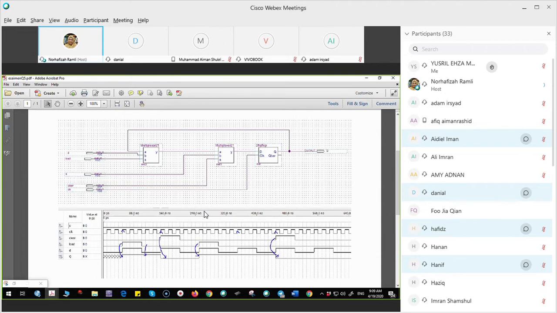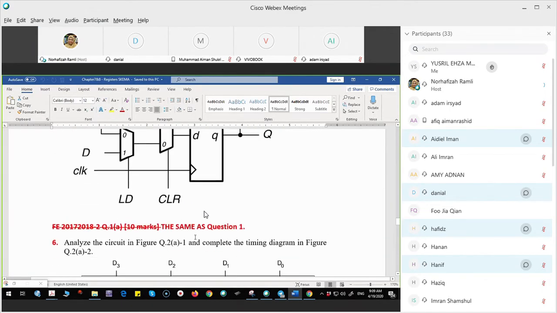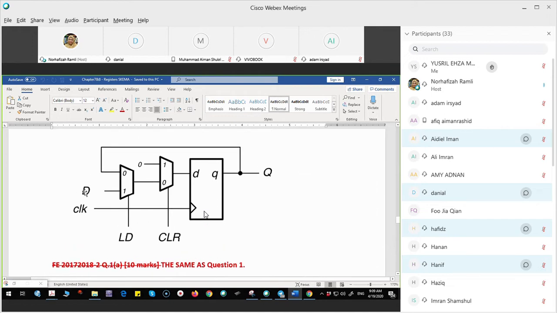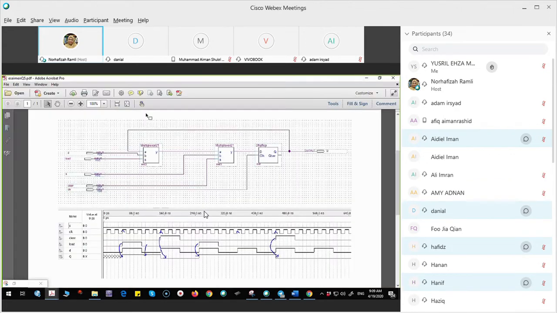So the question just now, let me check again. Okay, the answer is this. Is it the same? D, load, clear, 0, D. Let me check with yours. So Q, going back here, this is load, this is clear, correct? Clear is the second one, yeah.